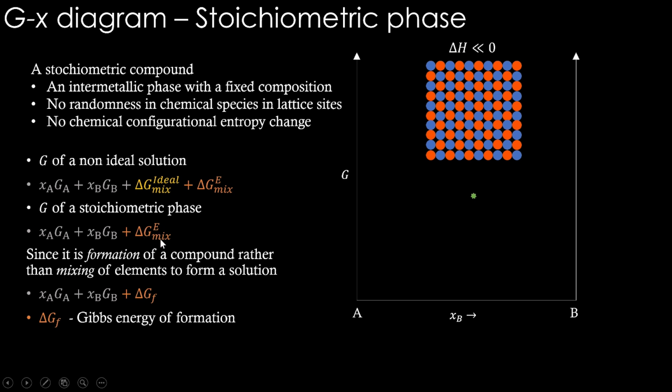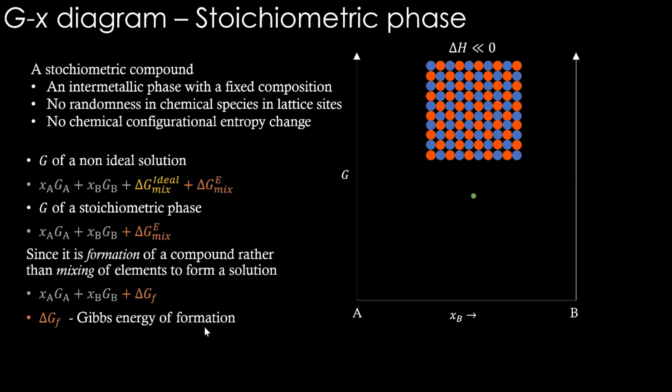Okay. And now we are not talking about mixing of elements, we are actually talking about formation of a compound. Since it is formation of a compound rather than mixing of elements to form a solution, instead of this delta G mix, we will use delta Gf, F for formation. So this delta Gf is Gibbs energy of formation. Fundamentally, these are the same, you could understand. Basically, we are talking about excess Gibbs energy of mixing. Since it is a compound formation, instead of using the word mixing, we use the word formation. Okay, it's a small distinction that will help us.